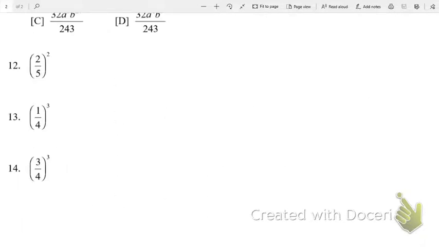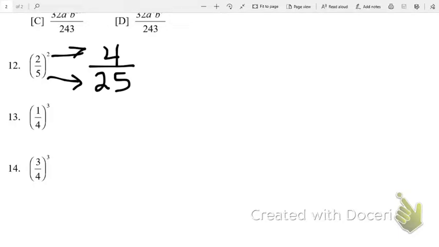All right, the bottom three, I call these easy peasy lemon squeezy. Just the 2 and the 5, upstairs and downstairs, each get a power of 2. So therefore, the top becomes 4, the bottom becomes 25. 2 to the power of 2 is 4, and 5 to the power of 2 is 25. That was it.